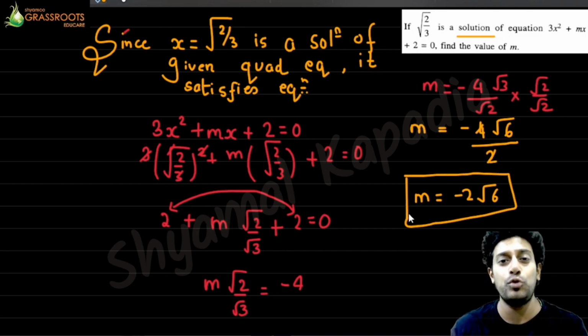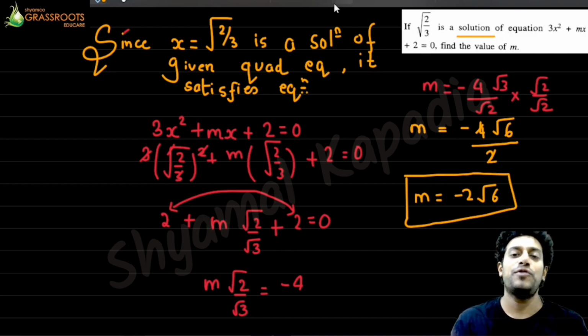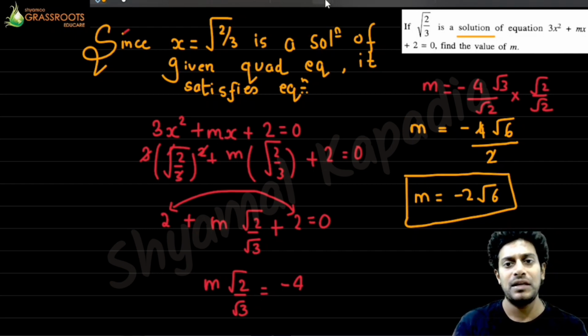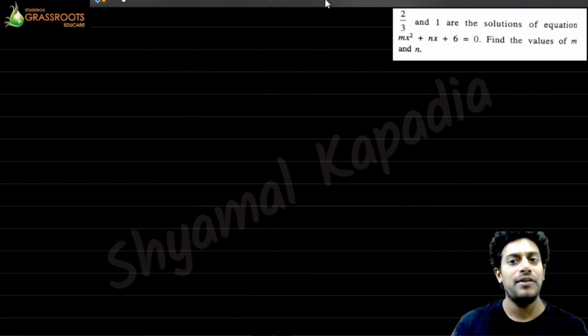You don't have to prove, you have to find m. It is already a solution. Right. So the first sum was of the same variety: check whether it's a solution. Second sum mein it is already a solution. Find unknown m. Acha, next sum, find two unknowns. That is the concept. Very simple.